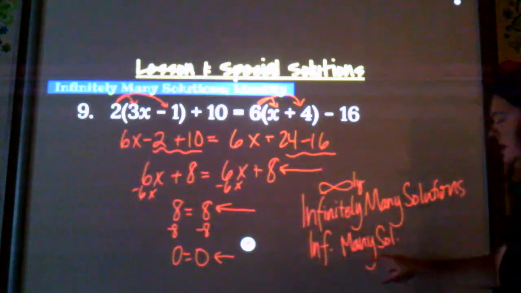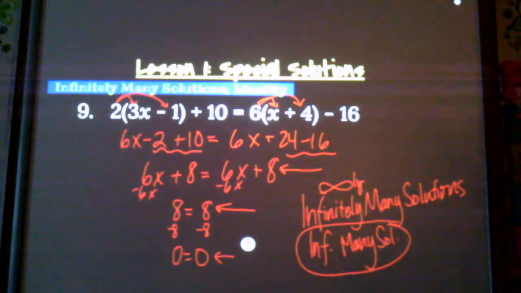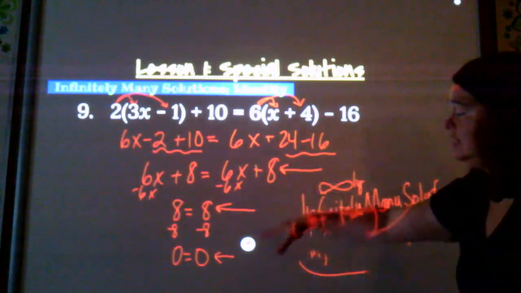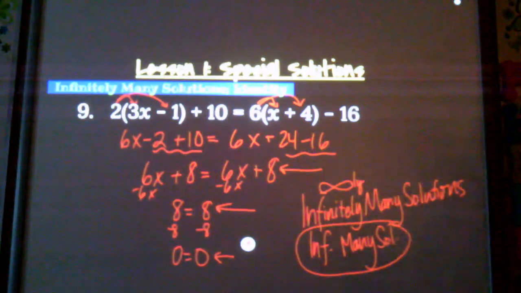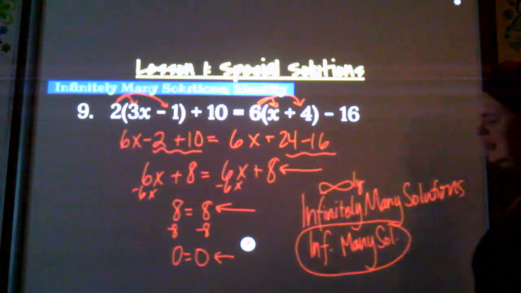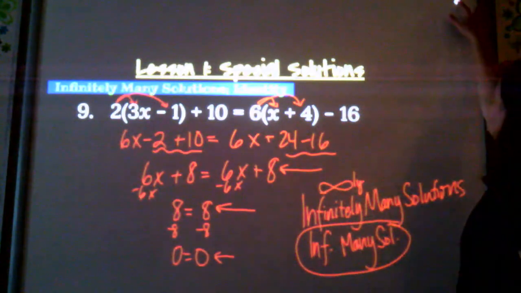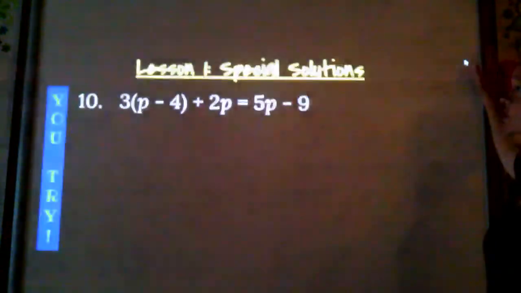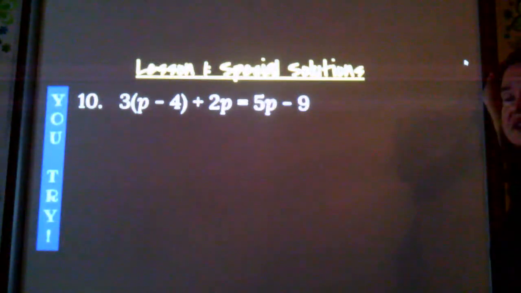Most of the time I write this. This is the one that I write. But you need to at least get it to where it's matching on both sides, and then tell me one of these. Okay? Don't use identity. That's kind of old. We don't use that one too much anymore. You don't see it around too much anymore. Alright, so I'm going to have you try number 10. Pause the video, see what you get.